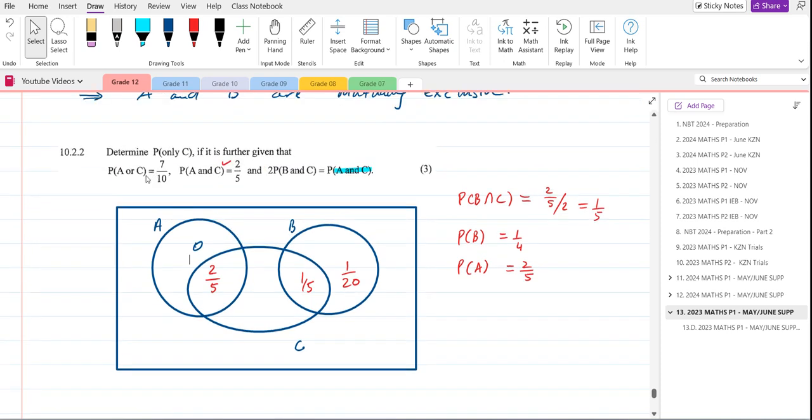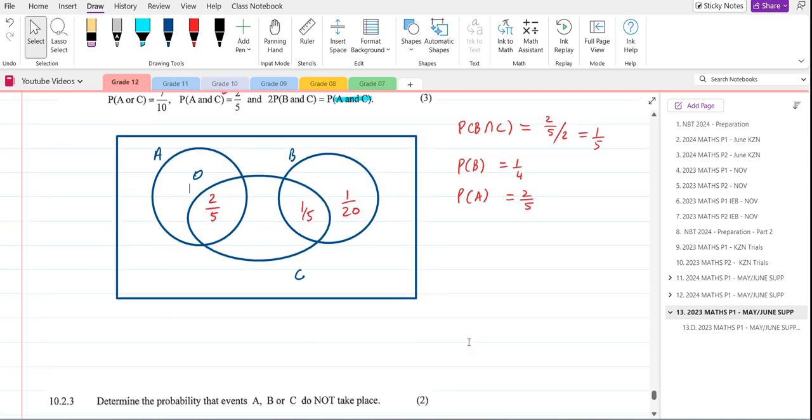And did we use this information? A union C is 7 out of 10. A union C is summing up the entire circle of C with the A. So we need to say, what is the probability of C only? So probability of C only will be equal to 7 out of 10, because A union C is 7 out of 10, minus 2/5, right? Minus 1 over 5.